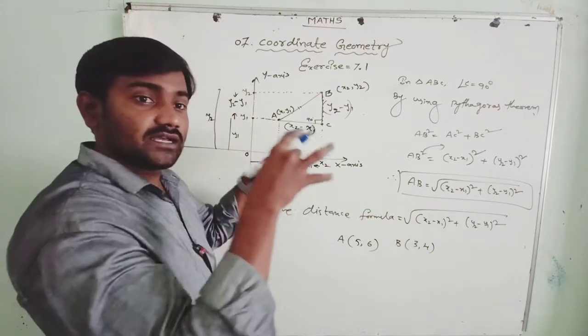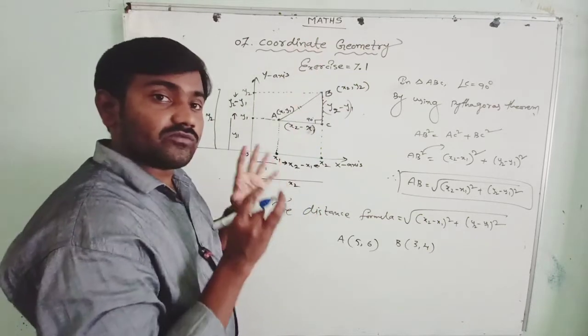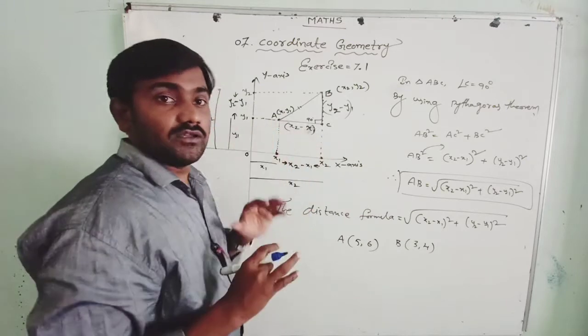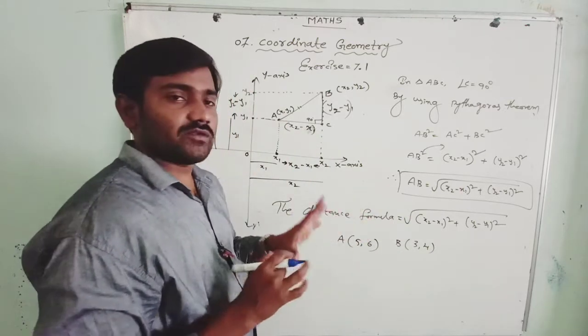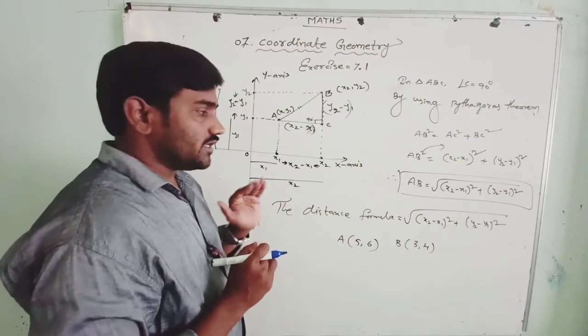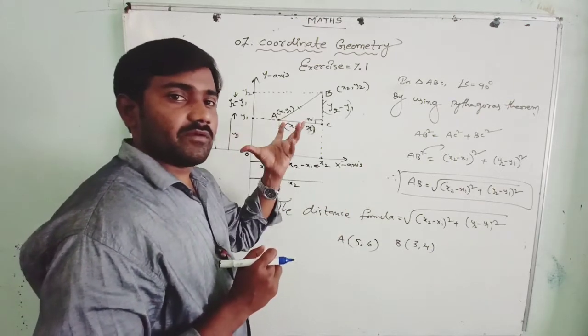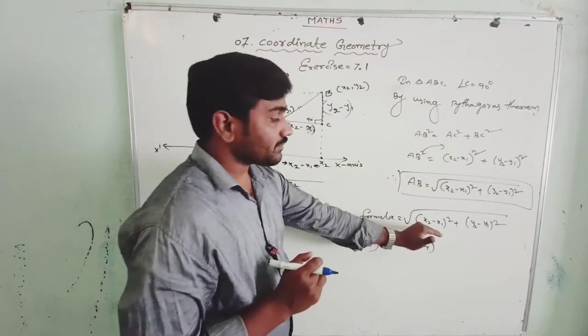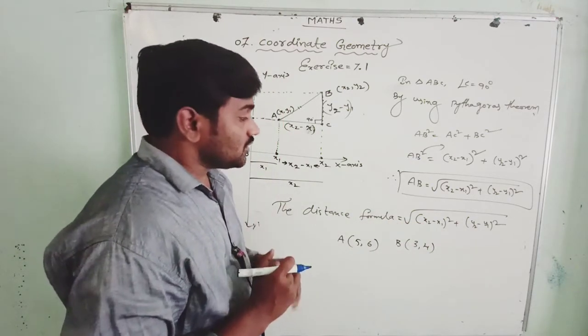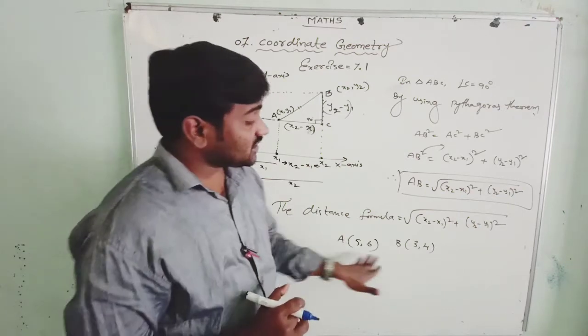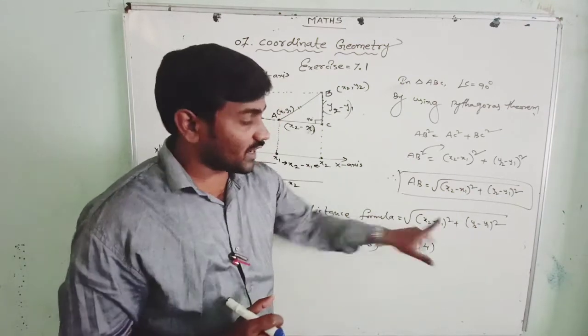Every problem in this chapter, you have to imagine on the graph. Just imagine and solve the problems. By using the formulas you have to solve the problems. Just imagine the question on the graph and solve accordingly by taking a suitable formula. That is what we do. So to find the distance between these 2 points we use this formula now.